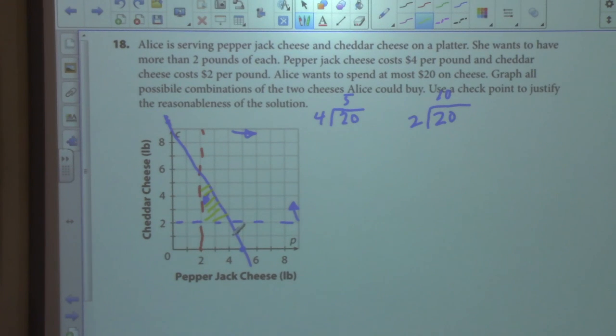Would 3, 3 work? Abigail says 3, 3. Yeah, but we don't know if it's actually 3, 3. We can go 2, 4. What's the problem? Mine is going up by 1. It's going up by 2 on the line. No, 3, 3 would work because it's going up by 1. Let's use 3, 3. So we have 3 of pepper jack plus 3 of cheddar, that's 18, right? Is that less than or equal to 20? Yeah, so that checks out. Okay, so it's this area right here.